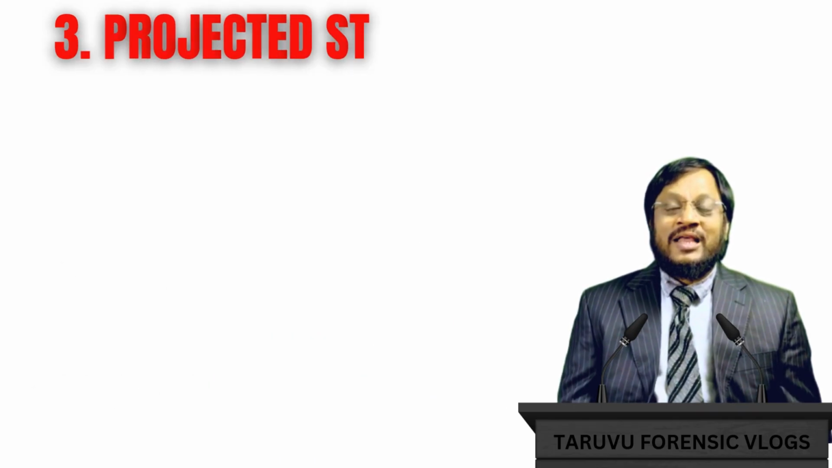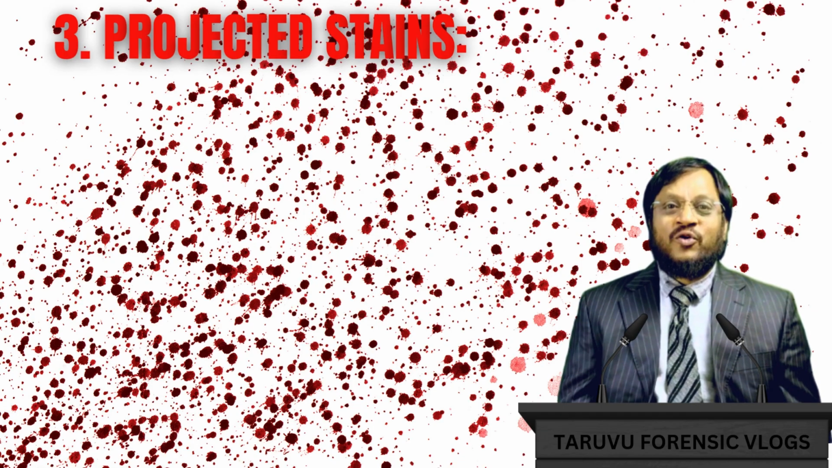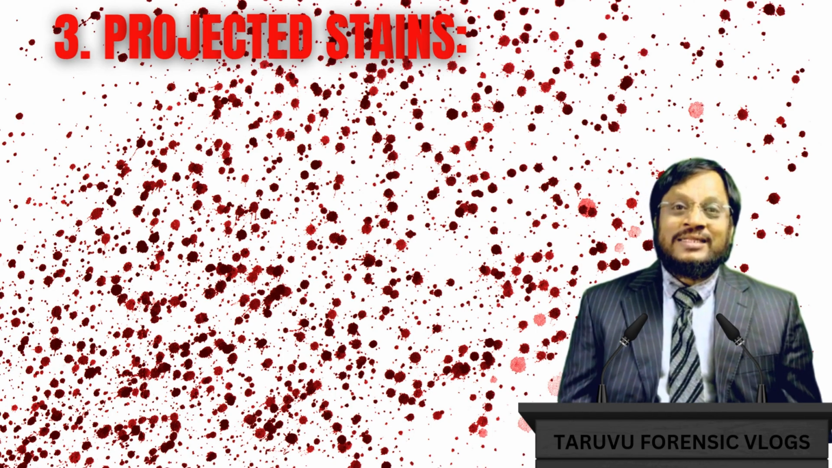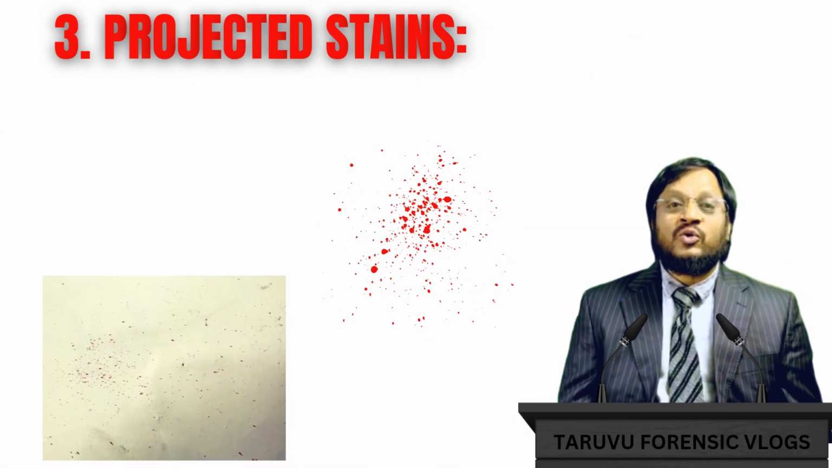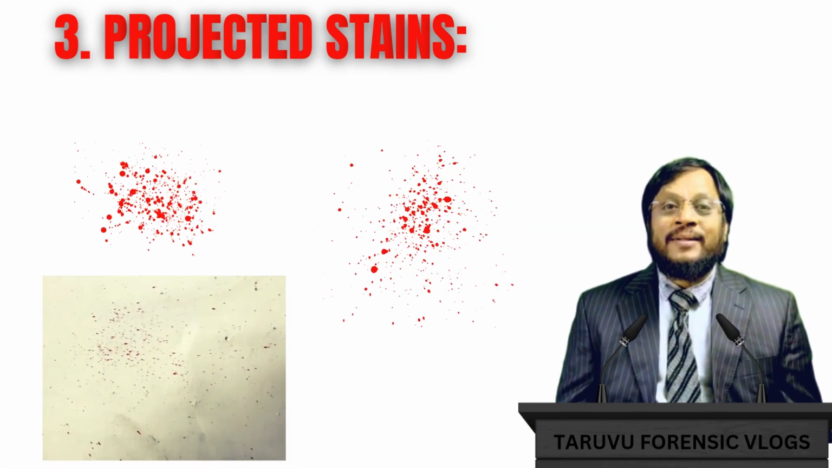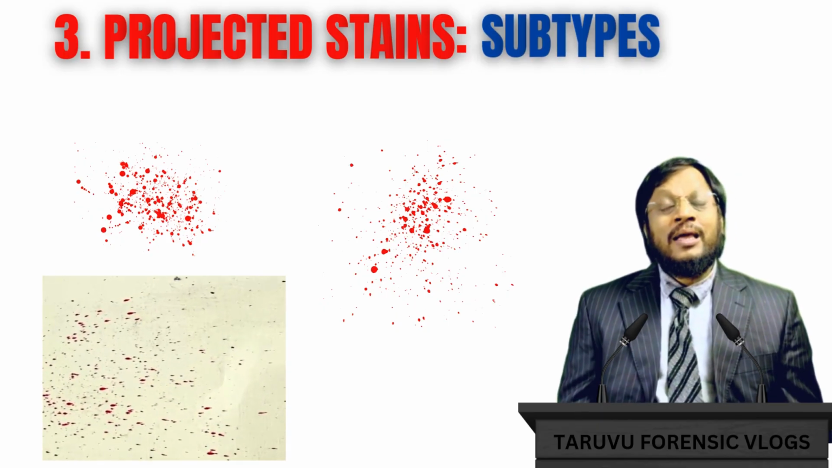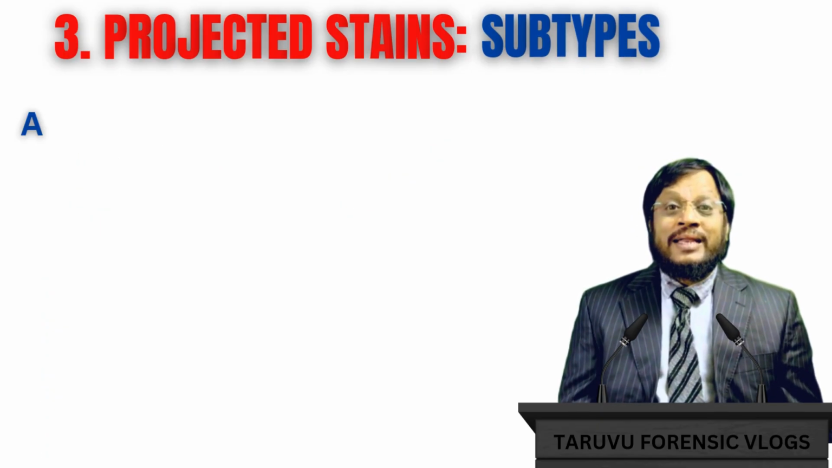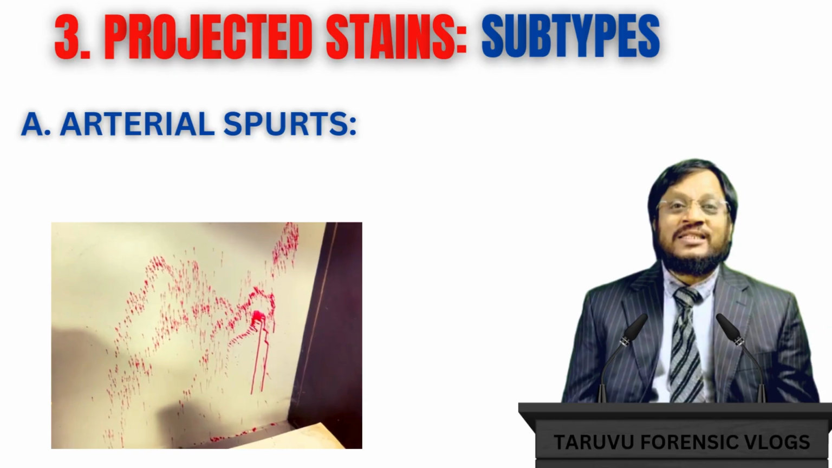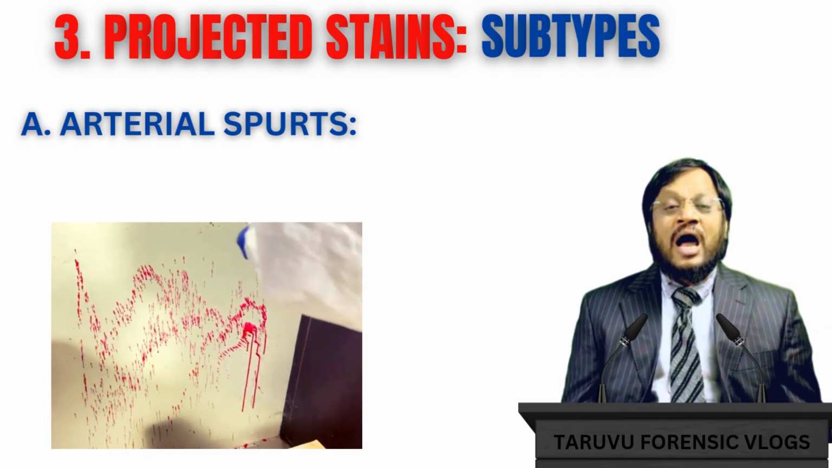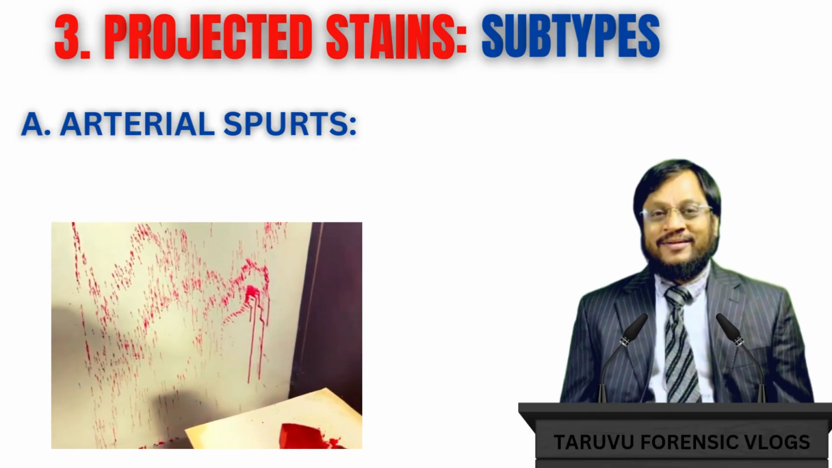Projected stains. These result from an external force acting on the blood, creating distinctive patterns such as spurts or sprays. For example, a gunshot wound often produces a fine mist due to the high velocity of blood being expelled. In these subtypes, arterial spurts: blood gushing in pulses due to a cut artery, often forming an arc-like pattern.